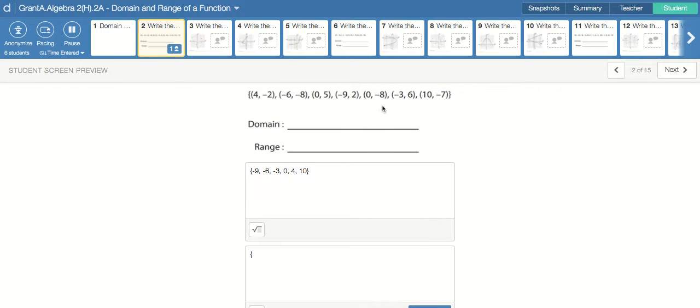My smallest y value is -8. The next smallest would be -7, followed by -2. I'm just scanning here. -8, -7, -2. Followed by 2, 5, and 6. This would be the correct way to represent the domain and range values when we have a list of points of ordered pairs.